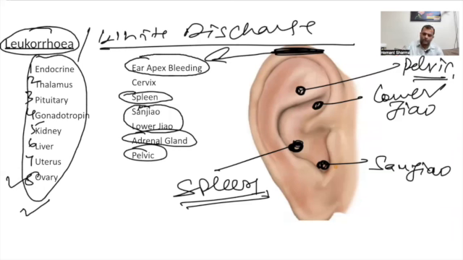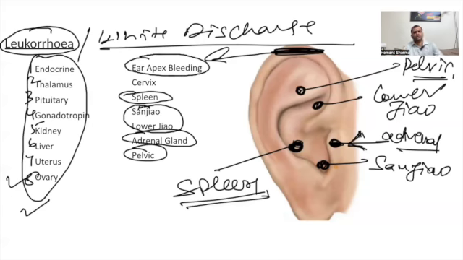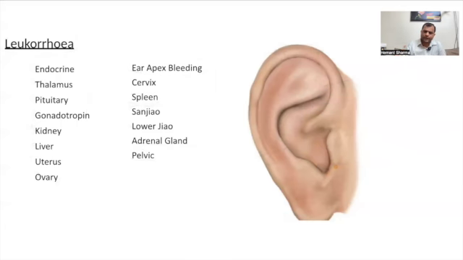So this is the adrenal gland point. Done. So there is not much difference. We have made the same protocol as the cervicitis, only a few points are extra.